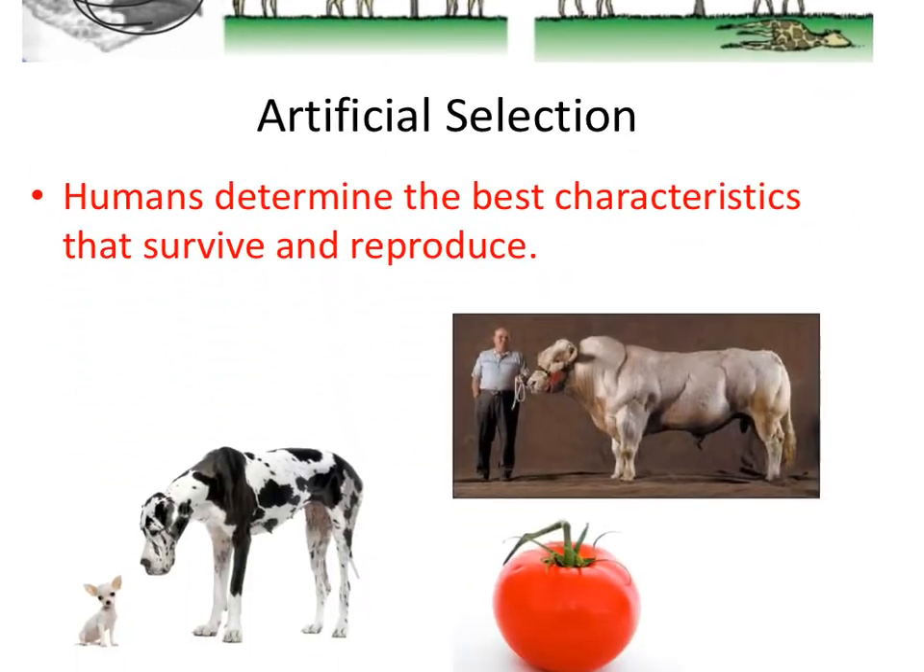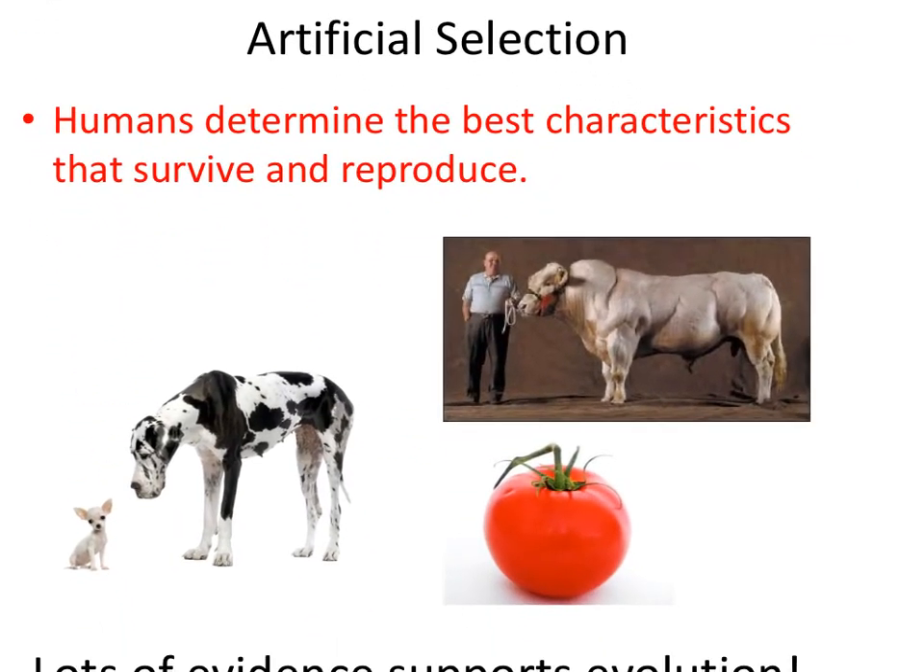All right, couple more slides here. We hit natural selection. Nature determines who survives. Artificial selection is the idea that humans determine the best traits and humans are picking who survives.